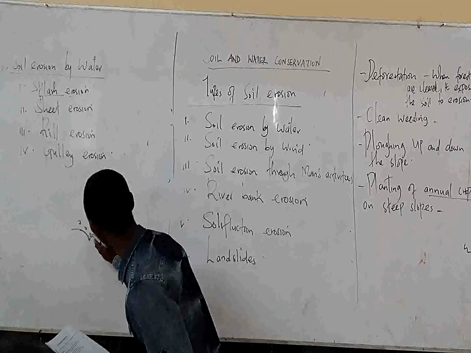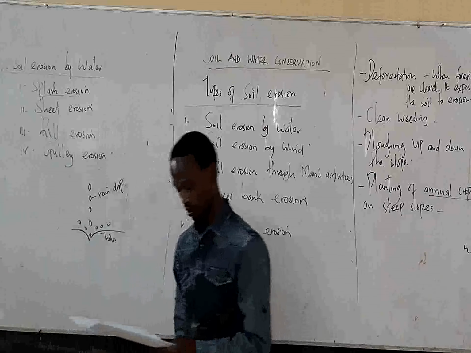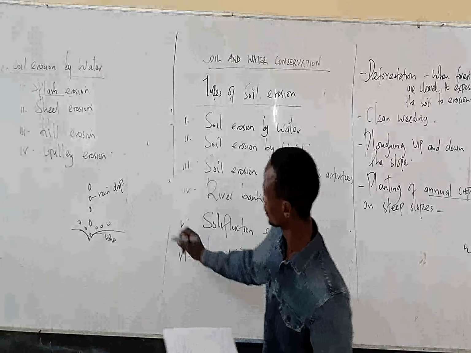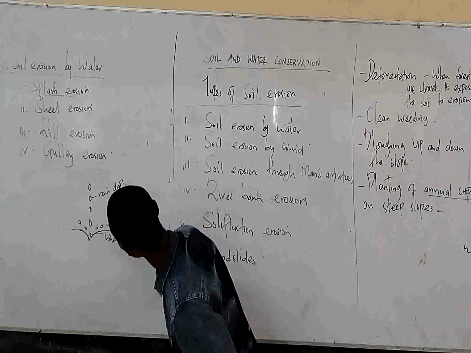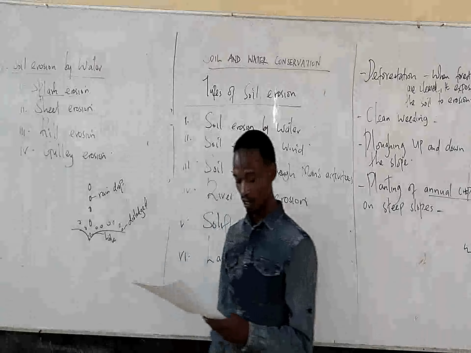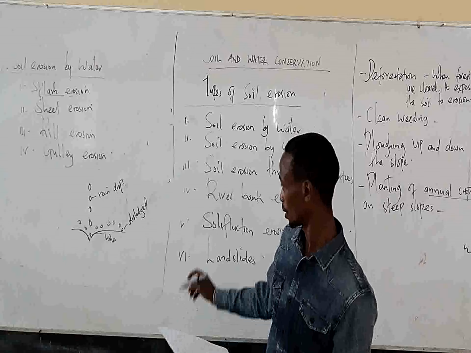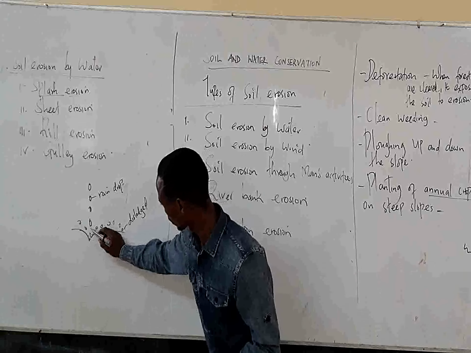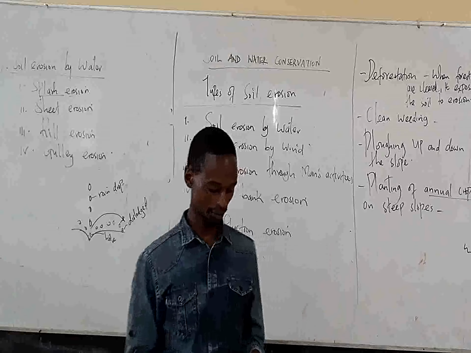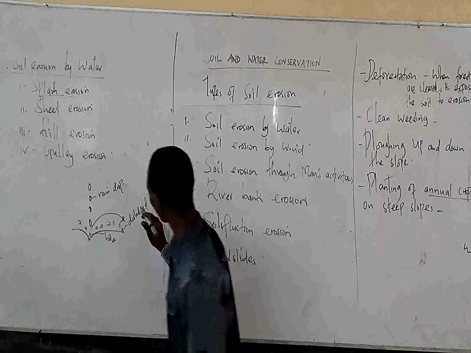It makes a small hole. This is our raindrop. It causes a splash of fine soil particles to be dislodged from the crater to a distance. So we have this soil that has been dislodged from that point to another point over there. And that's causing splash erosion.